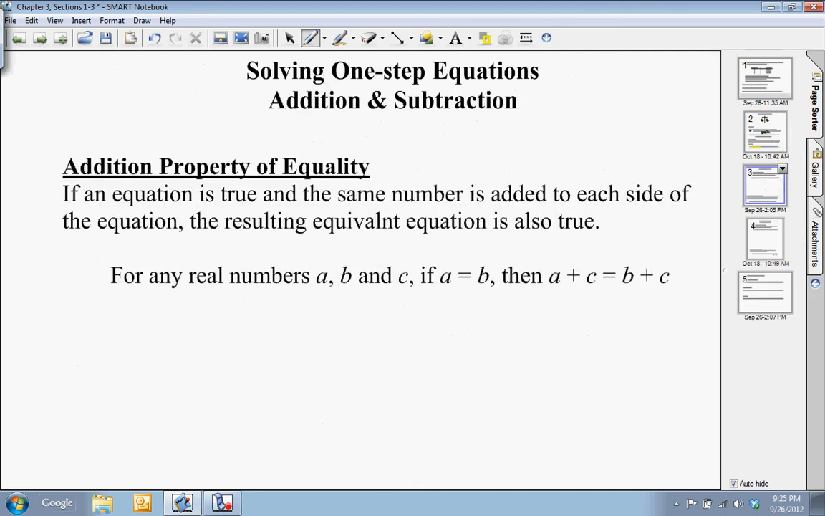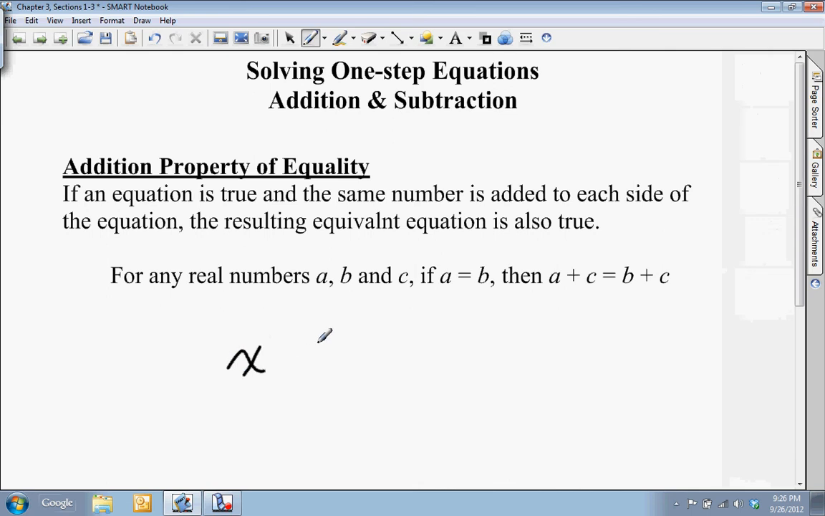So first, let's talk about addition and subtraction. In order to solve an addition or subtraction problem, we are going to use the addition property of equality. So let me give you an example.